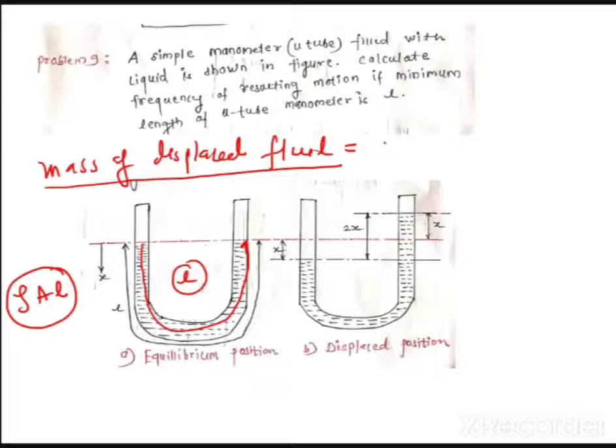Now I just want to calculate the mass of the displaced fluid. Can anybody tell me what is the mass of the displaced fluid? What is the amount of fluid displaced? Rho A, yes, exactly. Rho A into 2x. This 2x is the amount of displaced fluid, not L. If you are able to understand this, you can solve any type of problem based on this. So rho A into 2x is nothing but the mass of the displaced fluid.